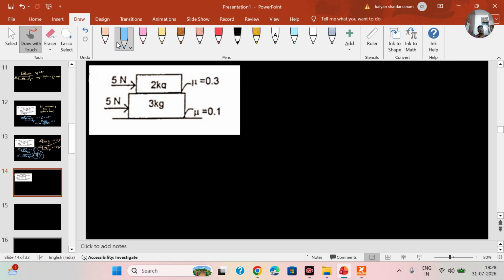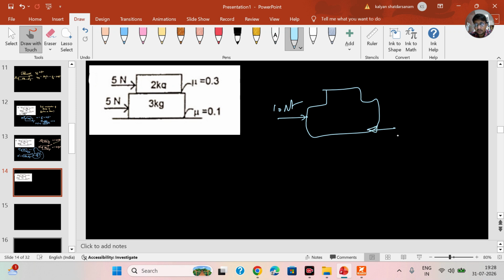I feel they will move together, is it not? Suppose I take the combined free body diagram, 10 Newton. Here there is a kinetic friction of 5 Newton. Yes, sir. They move together. They move together, correct. So acceleration is 1 meter per second square.